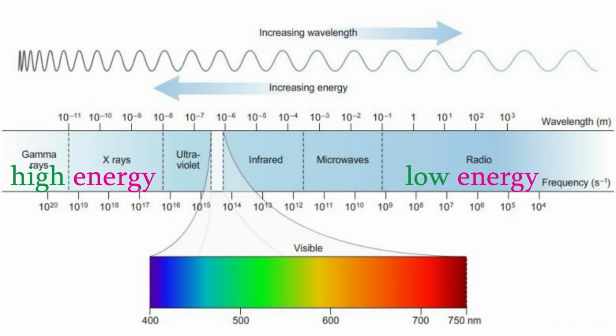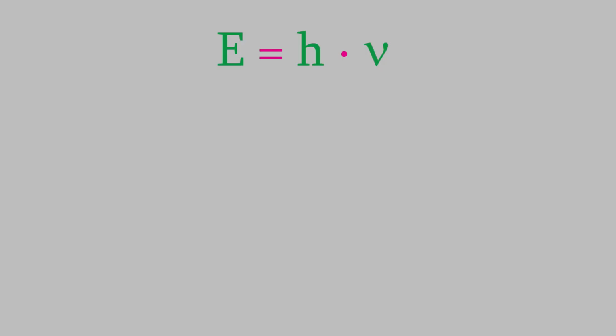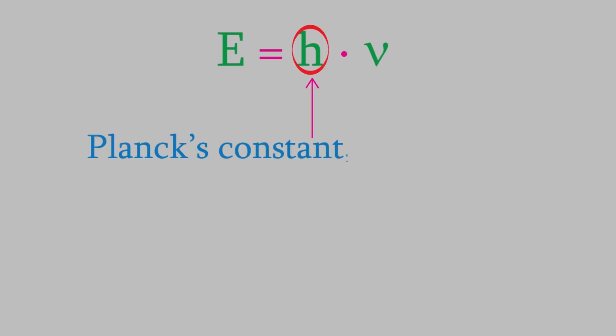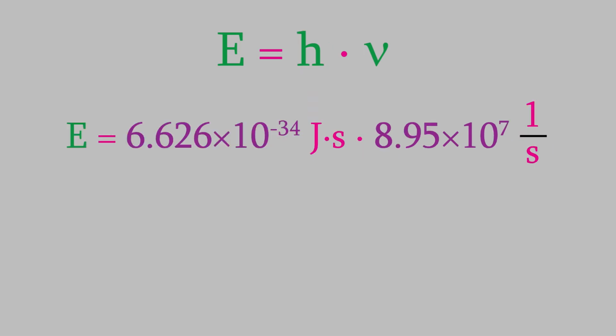It turns out that the energy of a wave is related to its frequency by this equation. The energy is equal to h, called Planck's constant, times the frequency. Planck's constant is another one that you should learn as soon as you can, because we'll use it a lot in this chapter. It's a very small number, 6.626 times 10 to the minus 34 joules times seconds. So, for example, the radio wave we were just talking about had a frequency of 8.95 times 10 to the 7th seconds to the minus 1.